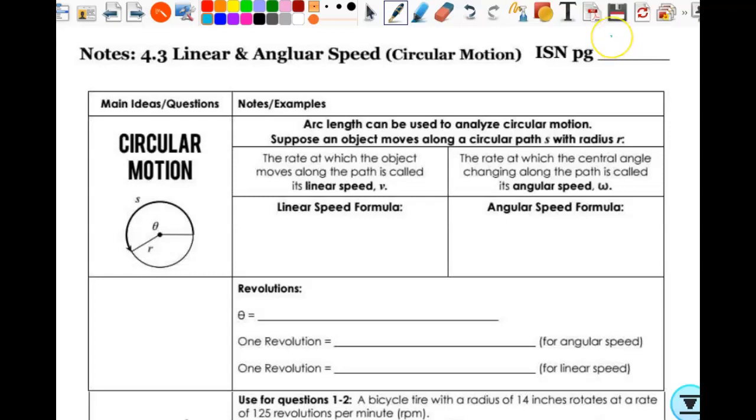Alrighty, this is going on page 88 when we are done. Linear and angular speed, or circular motion. Tell me, what is another word you know related to speed? Velocity. Speed and velocity are very much related. Are they the exact same thing? No. Who can tell me the difference?